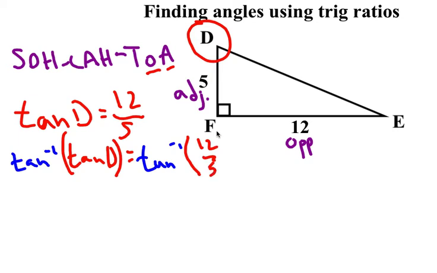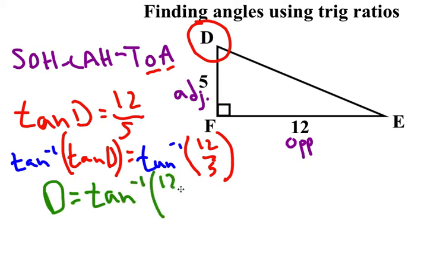Most people don't write this step out. They'll skip straight to this. They'll say that D is equal to the tangent inverse of 12 over 5. Now the tangent inverse of 12 over 5 is, once again, just like the tangent of an angle. It's not something you're expected to memorize, but it is something you can calculate.